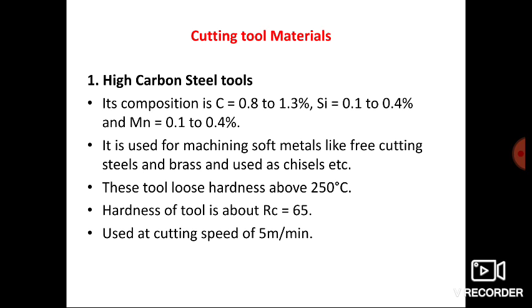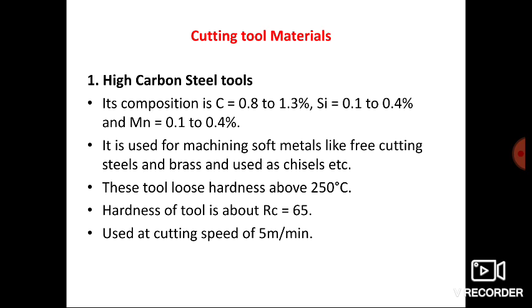Its composition is carbon 0.8 to 1.3%, silicon 0.1 to 0.4%, and manganese 0.1 to 0.4%, and the remaining will be iron. So that is the composition of high carbon tool steel. It is used for machining soft materials like free cutting steel and brass, and used as a chisel. So this high carbon tool steel is used for cutting soft steel. You cannot cut hard material with a tool made of high carbon steel.